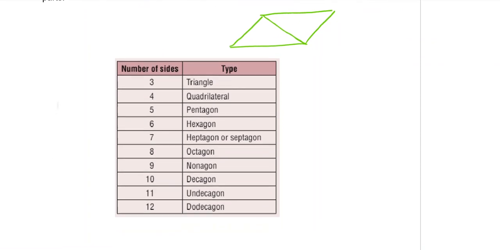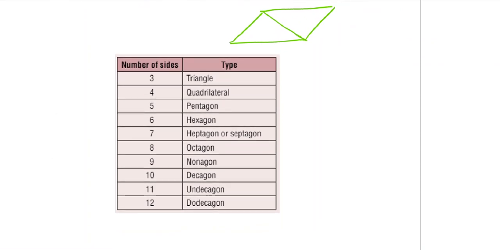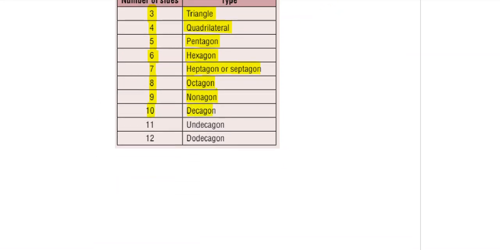The next thing that we have here in our booklet is the names that we give to different types of polygons. We already know that a 3-sided shape is a triangle and a 4-sided shape is called a quadrilateral. Some of the lesser known ones are listed here and they're good ones to know. So a 5-sided shape is a pentagon, 6 sides is a hexagon, 7 sides is a heptagon or a septagon, either name is acceptable. An 8-sided shape is an octagon, a 9-sided shape is a nonagon, 10 is a decagon, 11 is an undecagon, and 12 is a dodecagon.